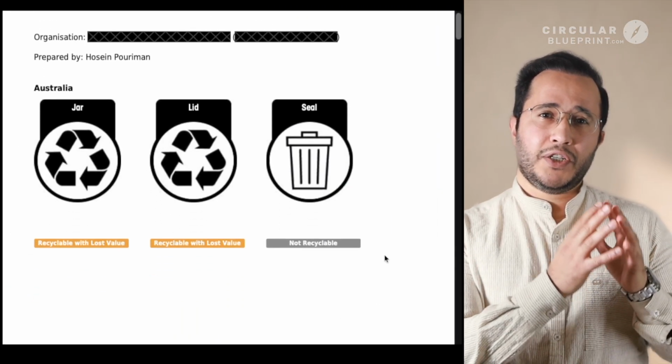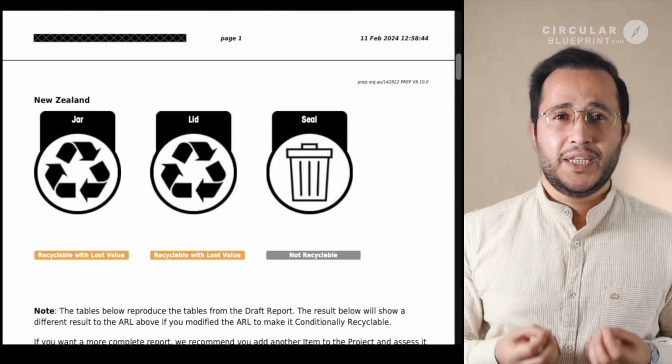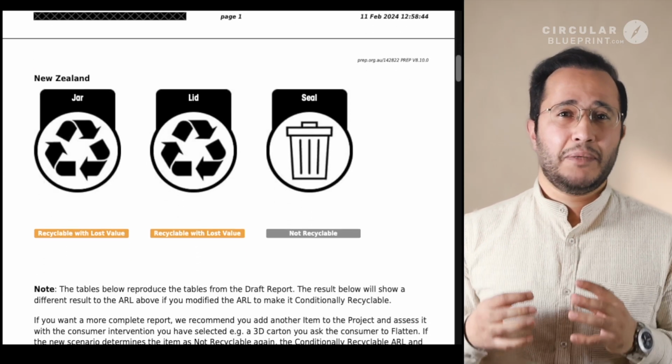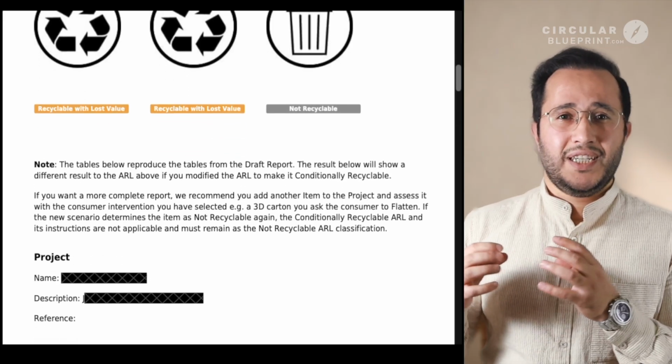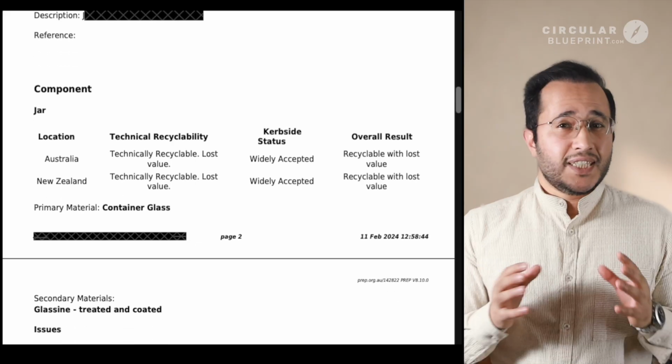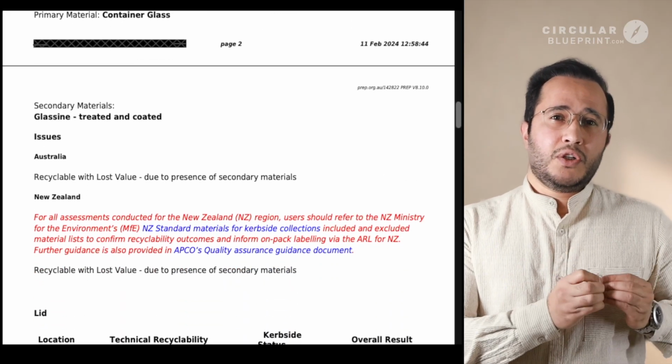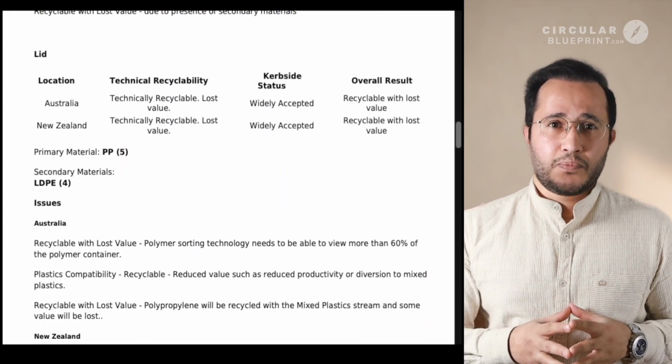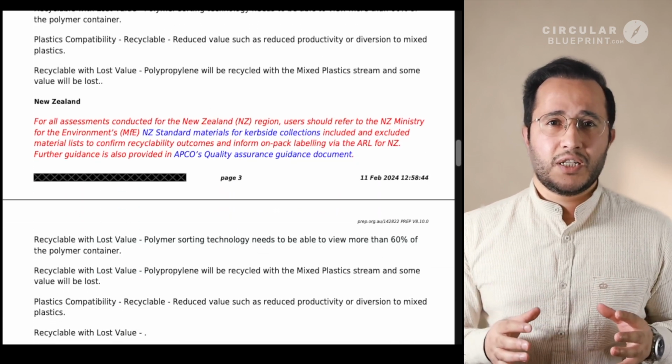Step 4 is you receive your report and your artwork. The output here is twofold. On the first part, you receive your PREP report, which explains to you the outcome and provides feedback. For example, if your item is recyclable or is not recyclable and why it's not recyclable. Second, you receive your official ARL artwork files. For example, if a bottle is recyclable but the cap is not, the artwork will reflect this specific combination. It will look something like this one.